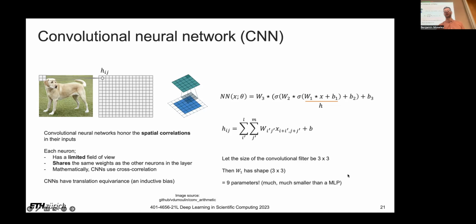So for example, here I'm showing a 3x3 convolutional filter. Well, we could make that bigger if we wanted. If we wanted the neuron to see a wider field of view of the input, we could have it be 5x5 or 7x7 or whatever you like.